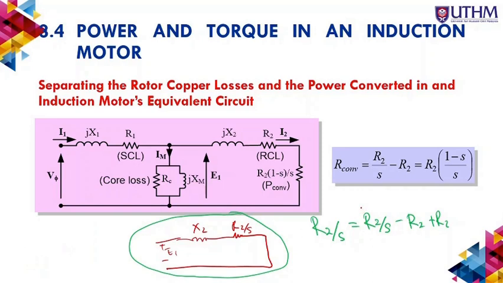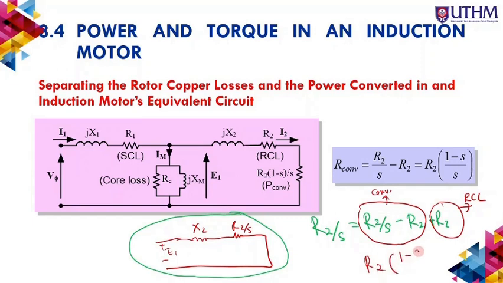Dia ada dua part. Kalau kita tengok, dia ada macam dua komponen lah kat sini. This is one component and this is the other component. Okay, so this part is RCL. This part is converted tadi lah, converted losses. Okay, power converted losses lah. So ni bila kita susun balik, kita akan dapat, kita keluarkan 1 over S, kita dapat S. Okay, and then this one is R lah.